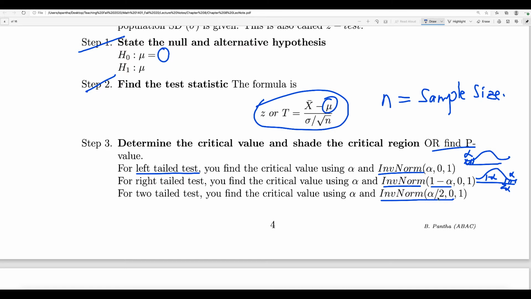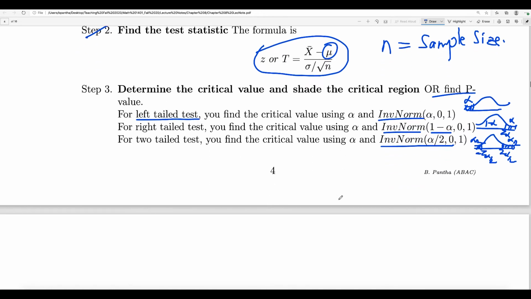And for the two tail, you need to find out the alpha half, right? So there is alpha half, there is another alpha half here, and you need to enter alpha half to find out negative Z alpha half. For the positive Z alpha half, you just take the negative sign off and then write out Z alpha half here, okay? So this is how you find out the critical region.